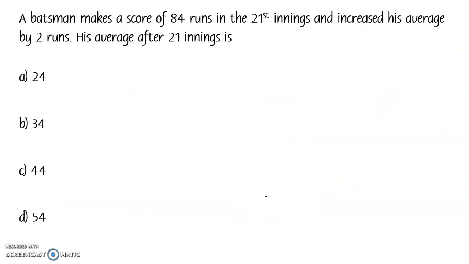A batsman makes a score of 84 runs in the 21st innings and increased his average by 2 runs. His average after 21st innings is. So this is a question. So again, as usual, we always have 3 values. One is average, okay, and here we have innings. Innings is nothing but the number of items, and then we have total score.